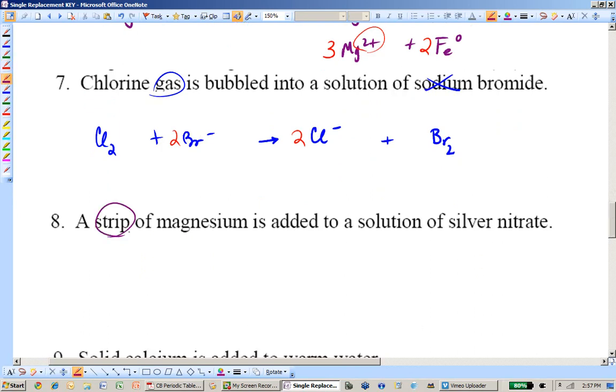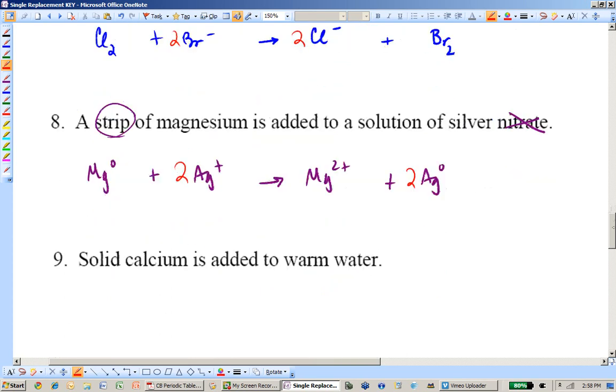A strip of magnesium implies solid is added to a solution of silver nitrate. Spectator. What was a metal becomes an ion. What was an ion becomes a metal. Now then, I have an imbalance of charge, so what am I going to do about that? Well, let's try doubling this, and I'll at least get my 2+. If I double that, that doesn't change the charges. I got 2+ on both sides, 2 silvers on both sides, I'm golden.